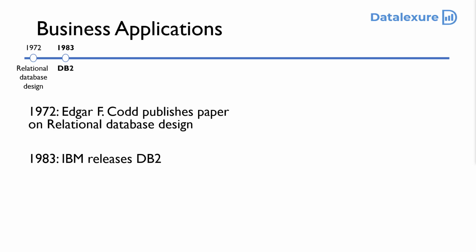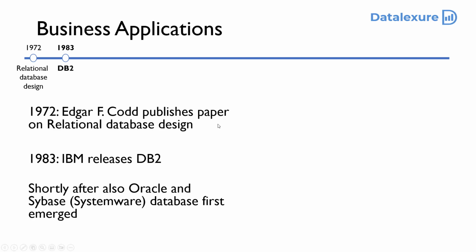The name DB2 would raise the question, was there also a DB1? Not really. IBM referred to IMS as their first database system, so any successor would therefore be called DB2. Although DB2 was released, adoption was rather slow. Any existing system based on IMS would continue to be used for years to come. Shortly after DB2 was released, Oracle and Sybase, at that time still known as Systemware, also released their database systems.